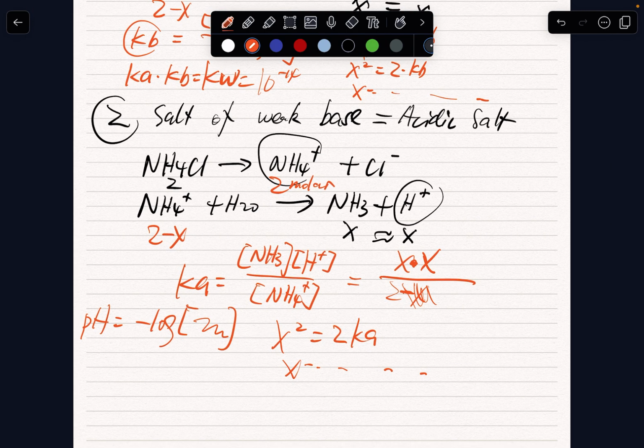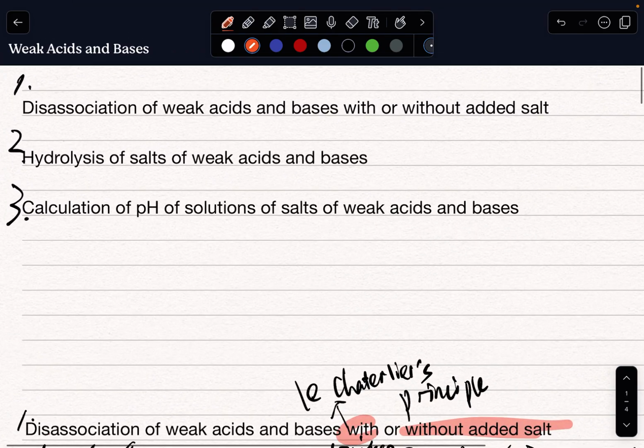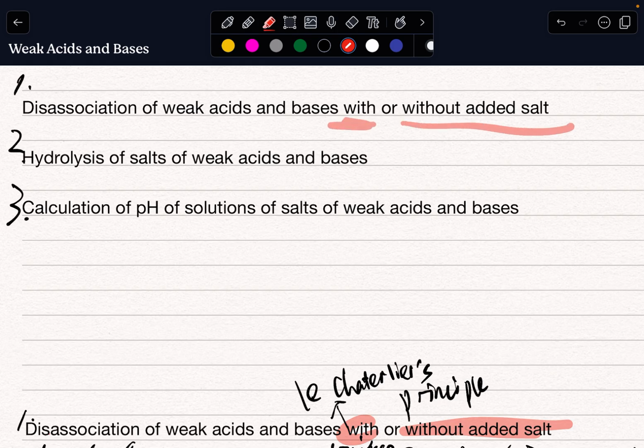So it's pretty dense. Now if we go back to our content list, you can understand what is going on. Once again, dissociation of weak acids and bases with or without added salt: with is just Le Chatelier's principle, without is just partial dissociation. And the hydrolysis of salts of weak acids and salts of weak bases is really just asking whether the salt is a basic salt or an acidic salt, because a basic salt, when it hydrolyzes, would increase the pH, and vice versa for the acidic salt. And lastly is the calculation of pH.